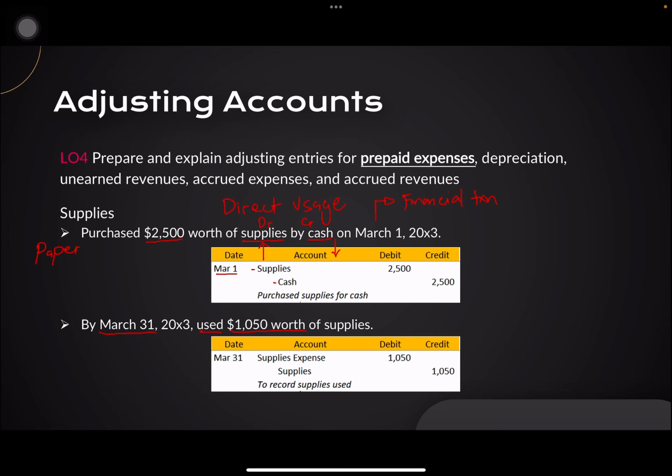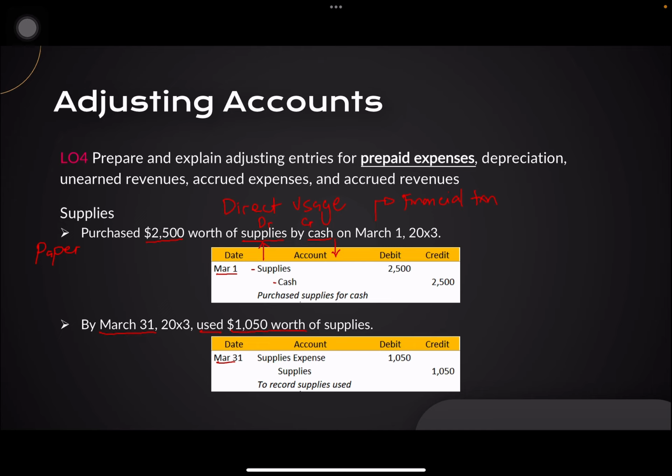So again, write the date of the transaction. The date of the adjusting entry is March 31. And we already know that this $1,050 is the expensed amount, or the consumed amount, of your supplies. So you put in here debit supplies expense amounting to $1,050 and decrease the balance of your supplies asset account by $1,050 to credit supplies $1,050, and then write a statement to provide context on the transaction. In this case, it is to record supplies used.